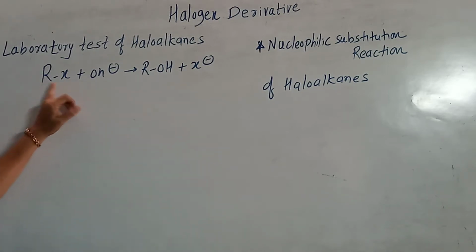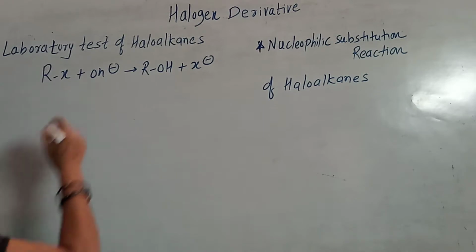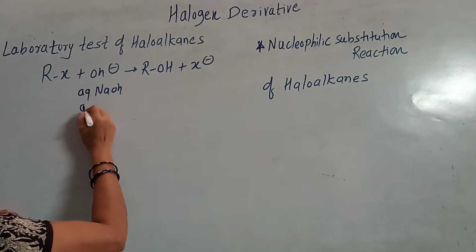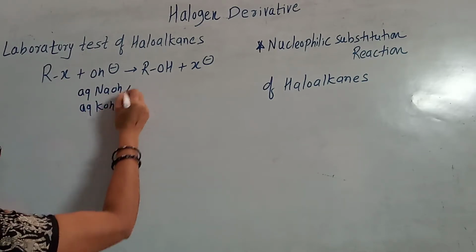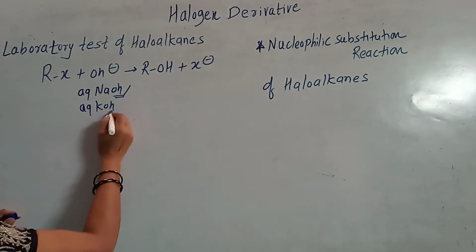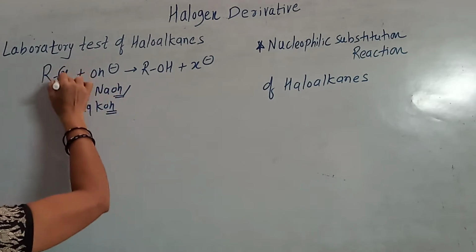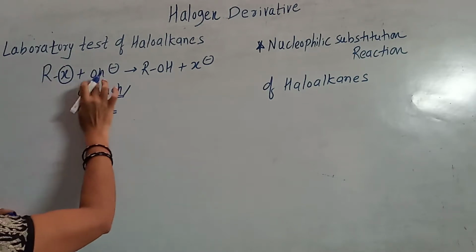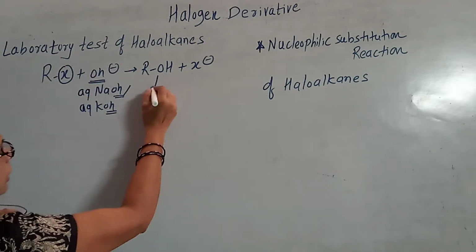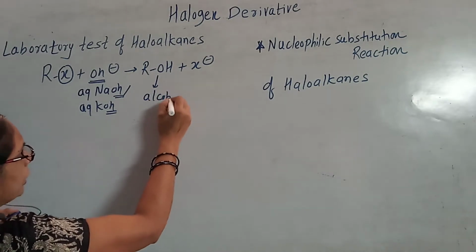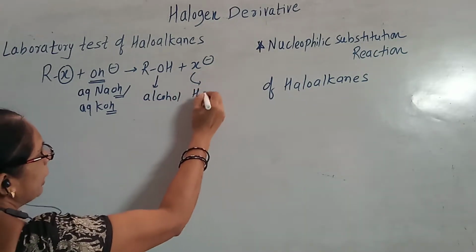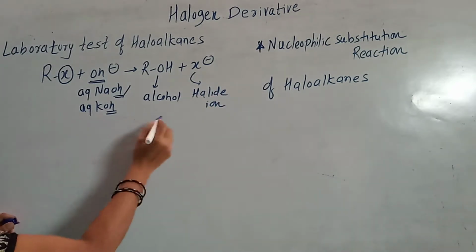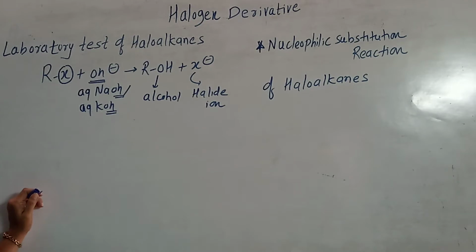So when alkyl halide RX is reacted with aqueous NaOH or KOH, any one of them, the OH from NaOH or KOH reacts with the alkyl halide, and the X of the alkyl halide is replaced by the OH group. We get alcohol, and there is a liberation of the halide ion. So this reaction is a substitution reaction.